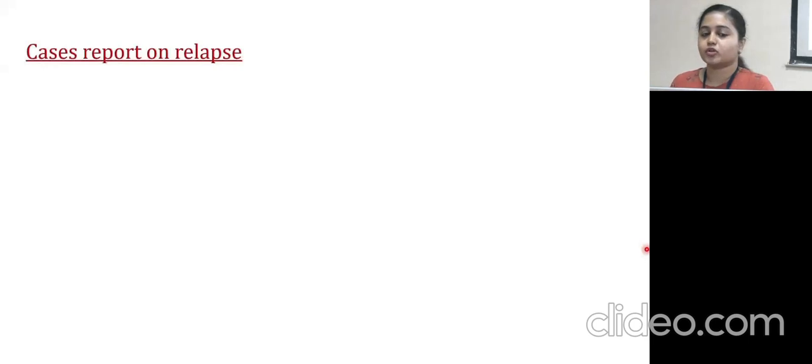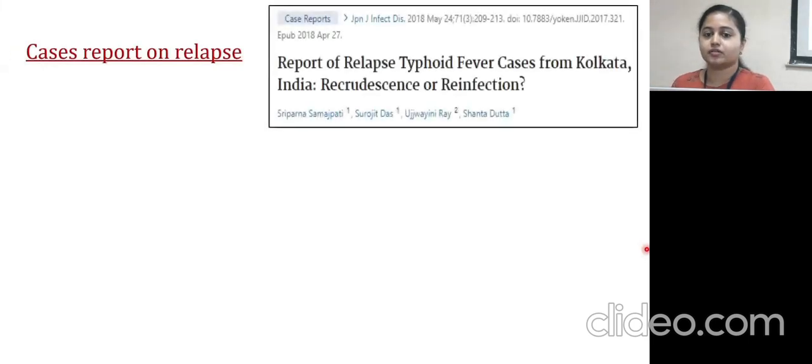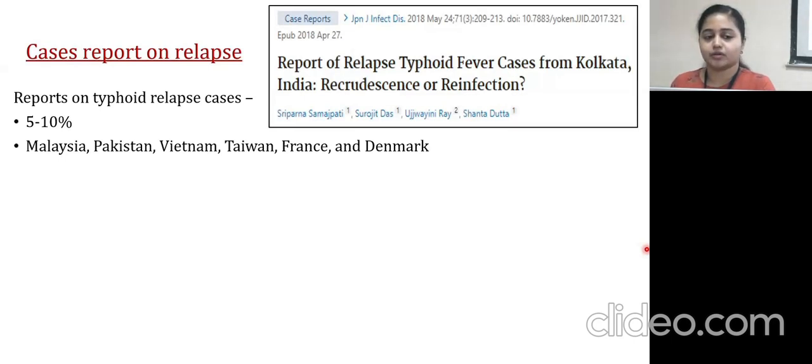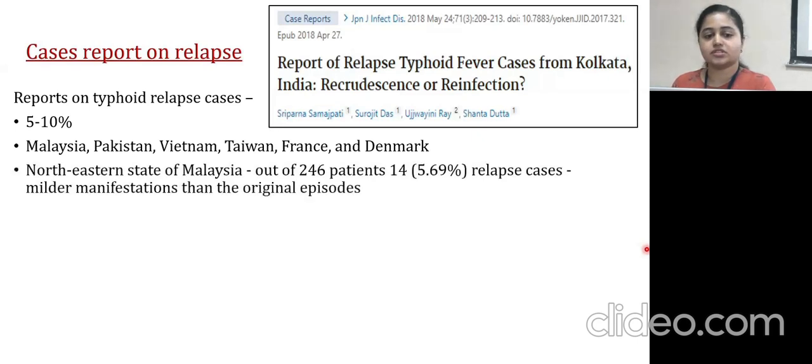Now coming to the case reports on relapse. This is taken from a study published in the Infectious Diseases journal in 2018. Here they are reporting that typhoid relapse cases are about 5 to 10%, mostly seen in Malaysia, Pakistan, Vietnam, Taiwan, France, and Denmark. Also in the northeastern state of Malaysia, out of 246 patients, 14 patients, that is 5% of them, had relapse cases. And these relapse symptoms were actually milder than the original episodes.